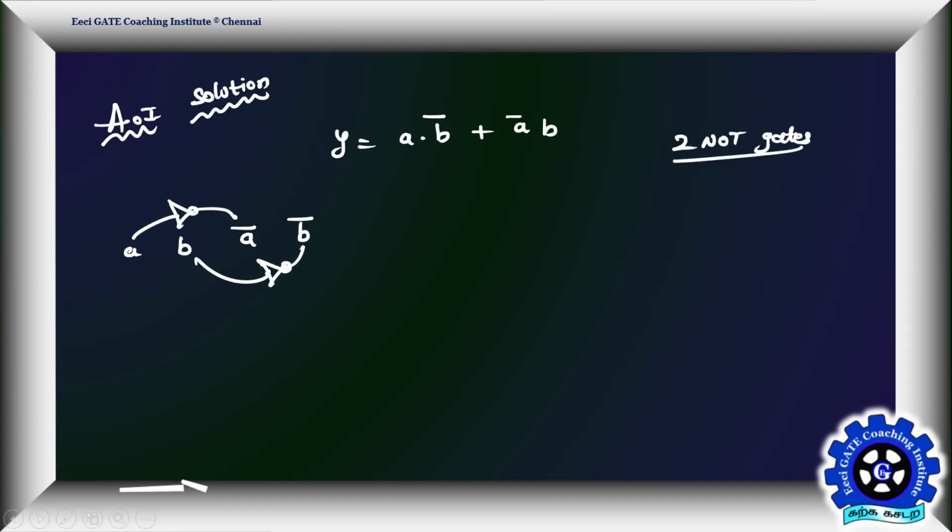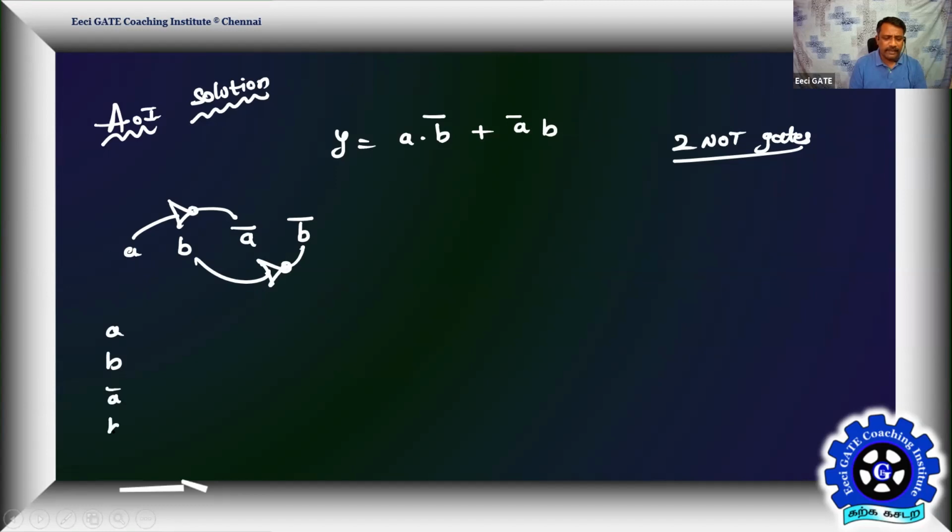All of you getting? Yes, sir. We need a minimum of 2 NOT gates, correct? Yes or no? Yes, sir. So that all the signals are available: A is available, B is available, A bar is available, B bar is available.